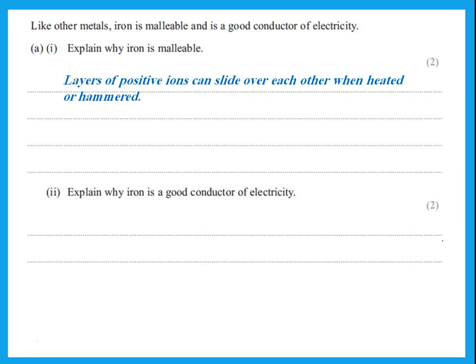Explain why iron is a good conductor of electricity. We said metals in general are good conductors of electricity because they have free moving electrons, which we call delocalized electrons that are free to move. So you have one mark for the fact that they are electrons and another one for the fact that they are free to move.